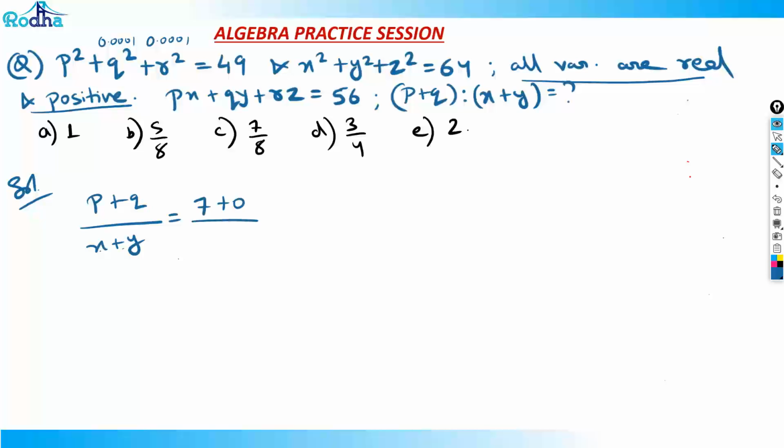Two of the variables, y and z, let them be almost 0, like 0.0001, 0.0001. So x will be like 8. So it will be like 8 plus 0. You'll get the answer as 7 by 8, and then you can mark option C here. So this approach we can use if there are options, and even if the options are not there, we can use this approach to get the answer as 7 by 8.